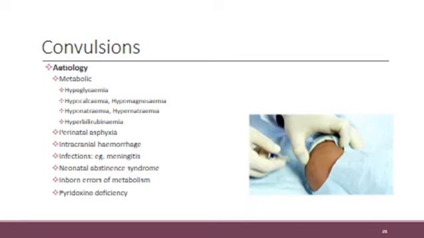infants. Infections need to be excluded, and specifically meningitis. Therefore, all babies that had convulsions should receive a lumbar puncture to check for meningitis. Neonatal abstinence syndrome can lead to convulsions. In this case, mothers that are addicted to opioids or narcotics and other recreational drugs, the patient can withdraw and then convulse because of that. Inborn errors of metabolism is a rarer cause, and then pyridoxine deficiency is also well described.